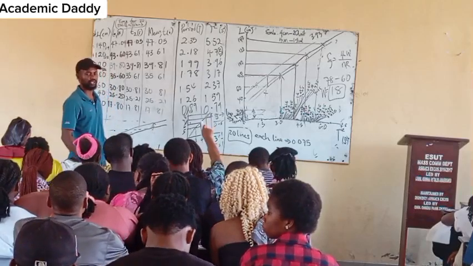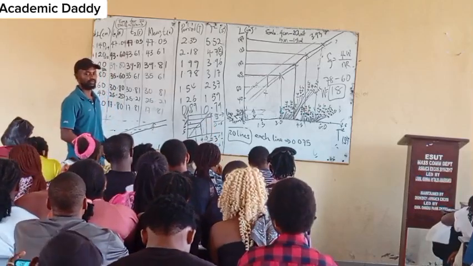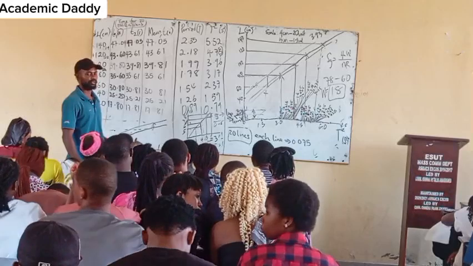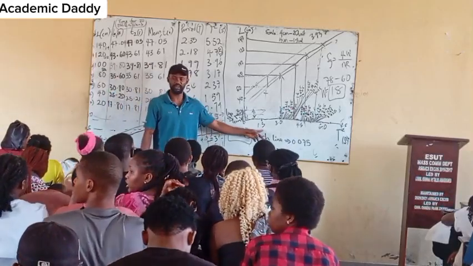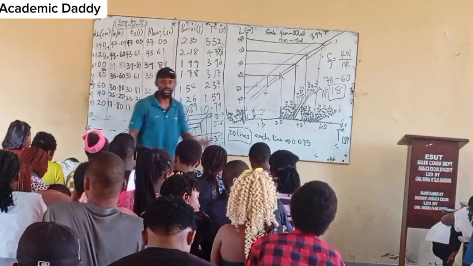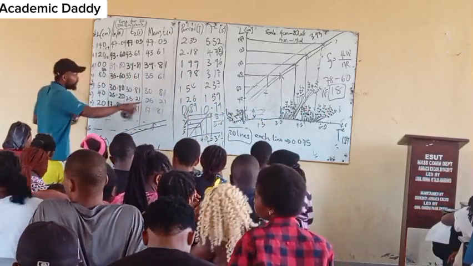N is the number of observations. It's a scale we use when we're finding that.